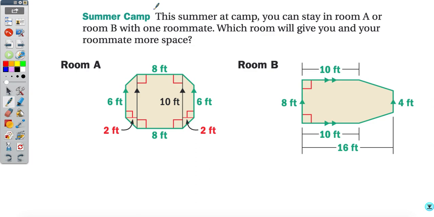So if you would pause, please, and see if you can find the area of each of these irregular shapes. And then when you have the area of each, go ahead and unpause, and we will go over both of them together. And welcome back. So if we are looking at room A, I'm going to break it down into 3 different polygons.